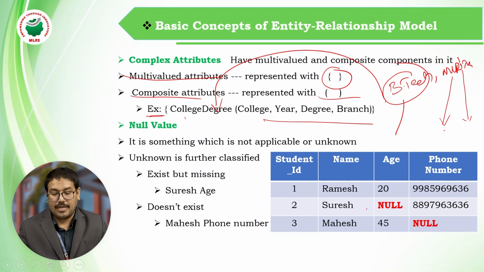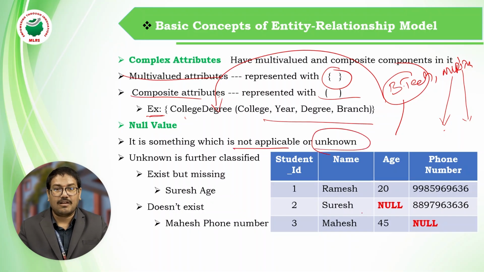A very important one is null values. These null values are missing values in a relational database, or unknown values or not applicable values. They are basically of two types: one is the not applicable case, and the second one is the unknown case.